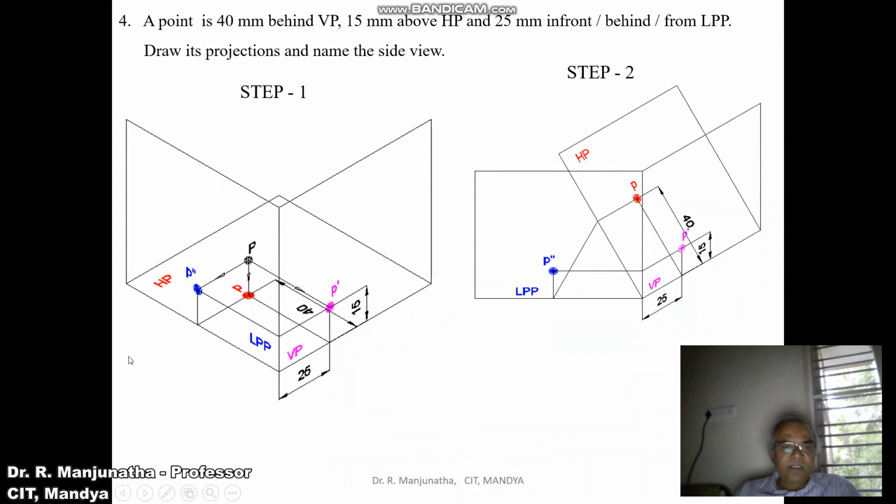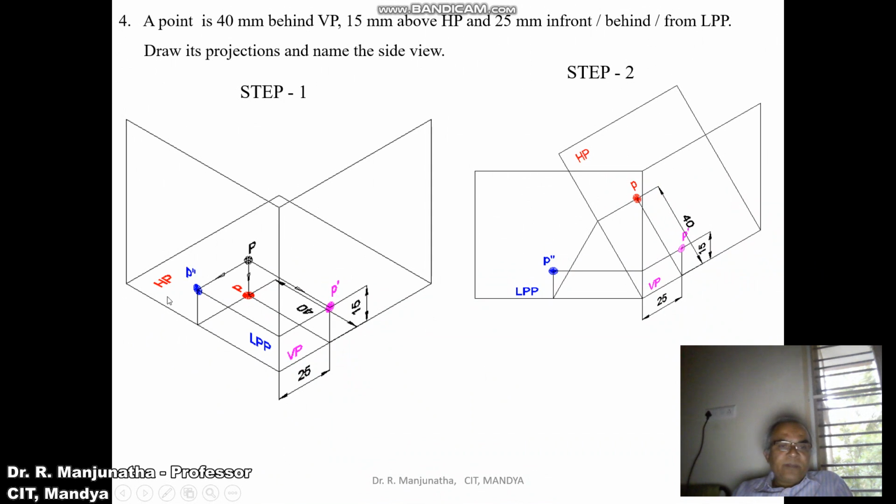Now, there are two cases wherein the viewing direction is perpendicular to the left profile plane. One is the left side view and the other one is the right side view. If you consider the left side view, the plane is between the object and the observer. When you consider the right side view, the object is between the plane and the observer. Always it should satisfy the condition of the front view. That means when you look from the front view, the plane is between the object and the observer. That condition has to be satisfied. If that condition has to be satisfied, then I have to look from the left side view.